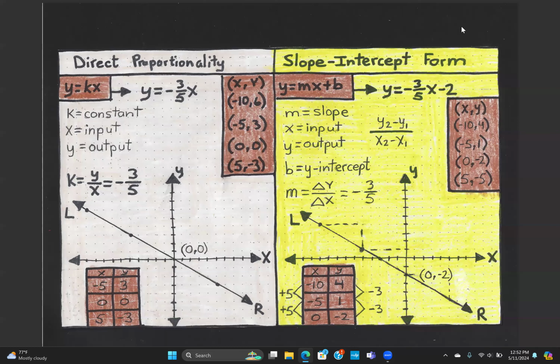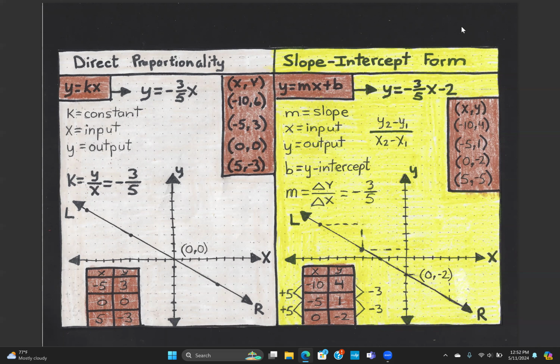Remember, we go by the motto, the more you know, the better you will do. And we're going to take that into our comparison of direct proportionality with slope-intercept form of a linear equation. If you recall from the previous video, direct proportionality is simply y equals kx, and the slope-intercept form is y equals mx plus b. And if you remember, y equals kx is a parent function of y equals mx plus b.